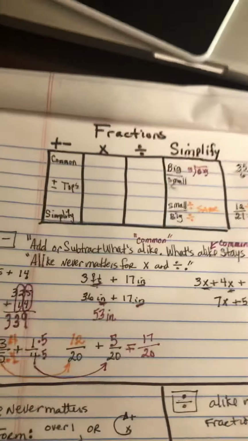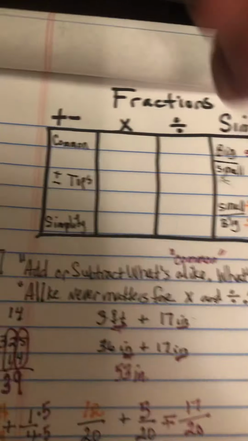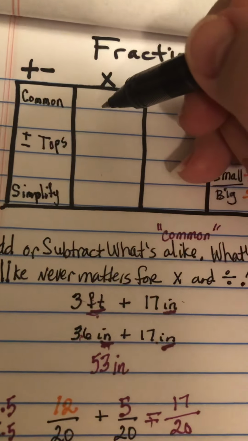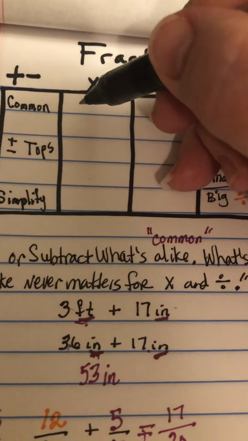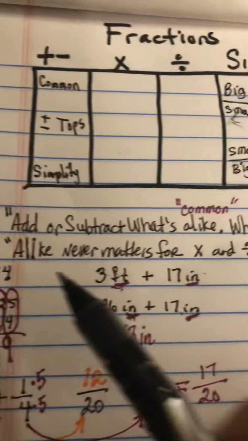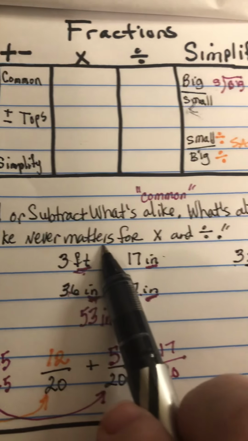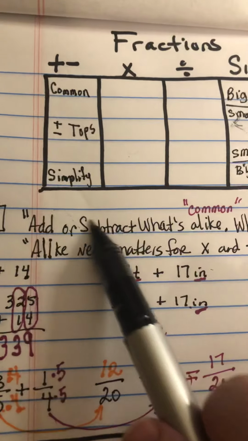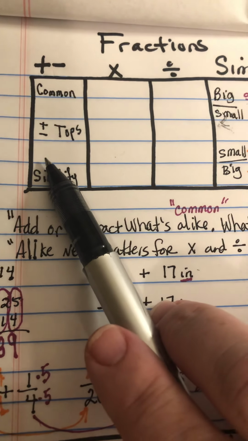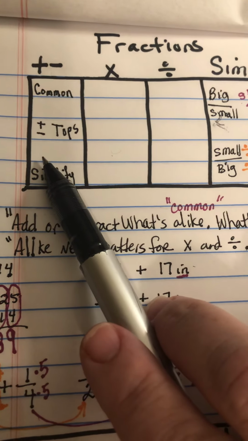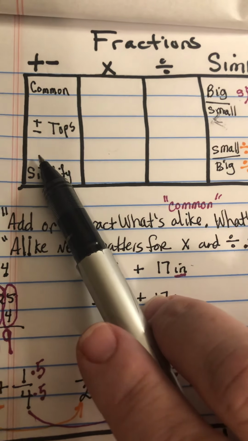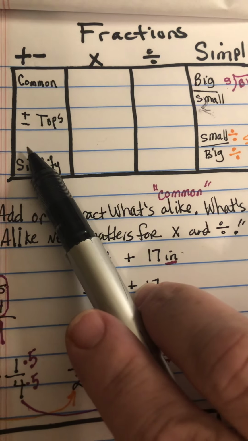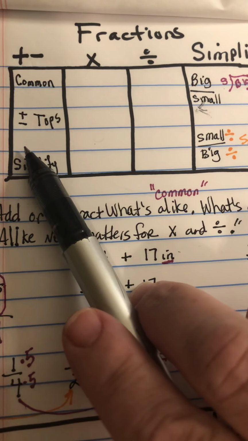Now, the next thing we're going to go to is how do we multiply? And multiplication is probably the most common thing we do throughout this course, or any course really. But remember, I said here, alike never matters for multiplication and division. So alike only matters for addition and subtraction. If you're ever wondering, do I need common denominators? That's basically you're saying, do I need denominators that are alike? Well, alike never matters for multiplication and division.